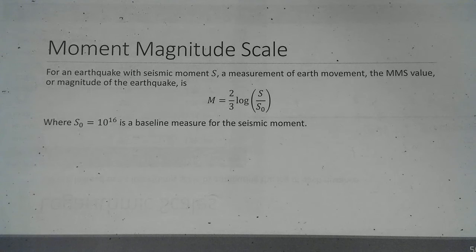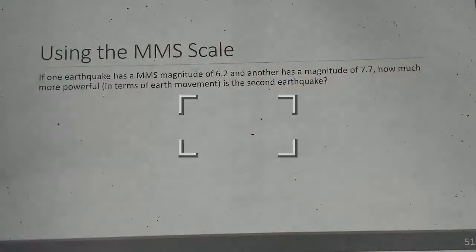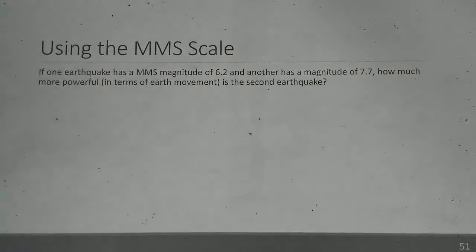I know these are a lot of words that may not quite make sense, but we'll work through using this equation so we can kind of compare two earthquakes. So if one earthquake has an MMS value of 6.2 and another has a magnitude of 7.7, how much more powerful in terms of Earth movement is the second earthquake?